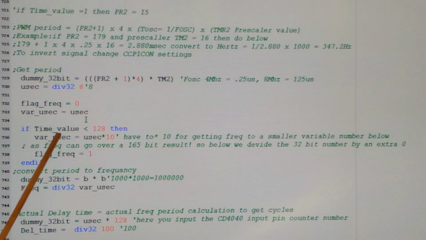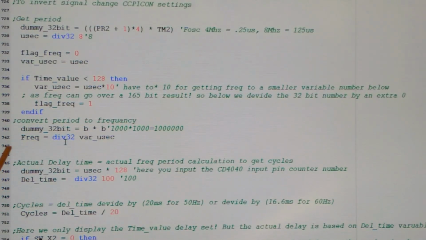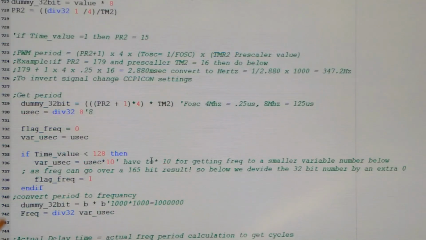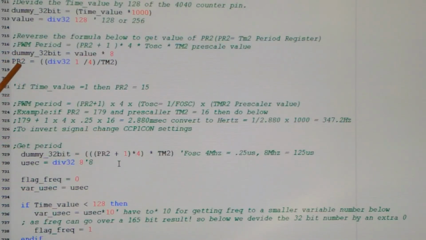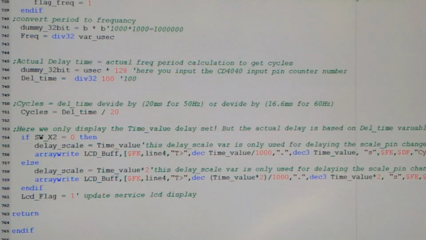Variable microseconds. What have I done here? This was a while ago that I've done this, probably a year ago. This is to show your frequency on the display. You don't actually need all this, but this is to show it on the LCD screen if you want. The main part is already done because it's what PR2 is. And then you display it on your LCD screen here.